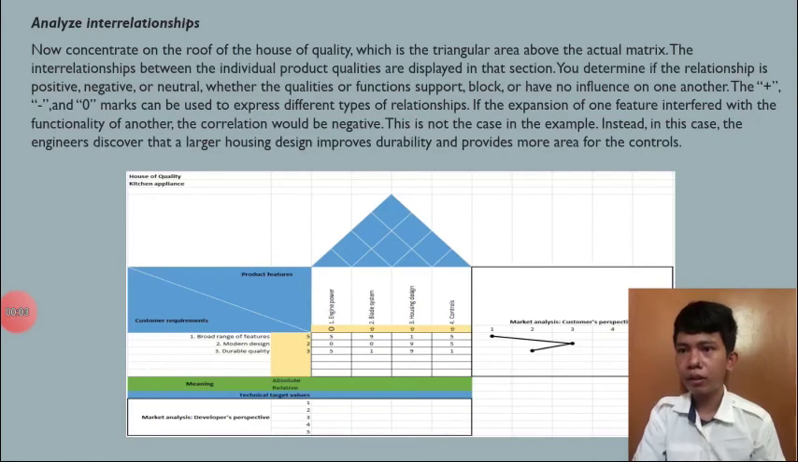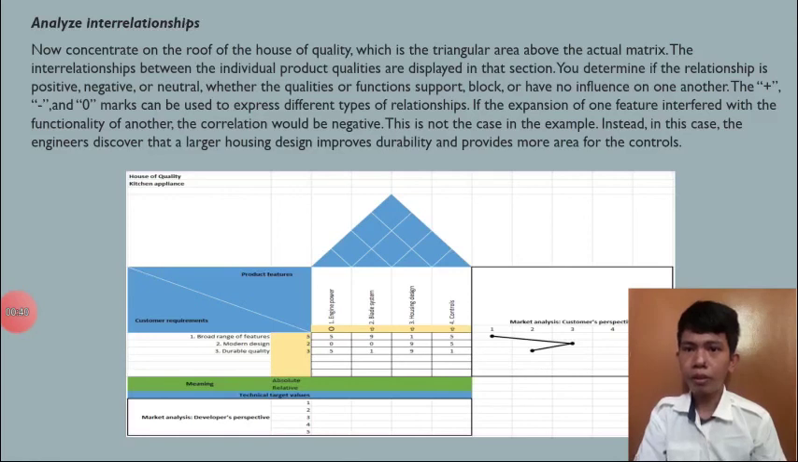The seventh step is analyze interrelationship. Now concentrate on the roof of the house of quality, which is the triangular area above the actual matrix. The interrelationships between the individual product qualities are displayed in this section. You determine if the relationship is positive, negative, or neutral, whether the qualities or functions support, block, or have no influence on one another. The positive, negative, and zero marks can be used to express different types of relationship.